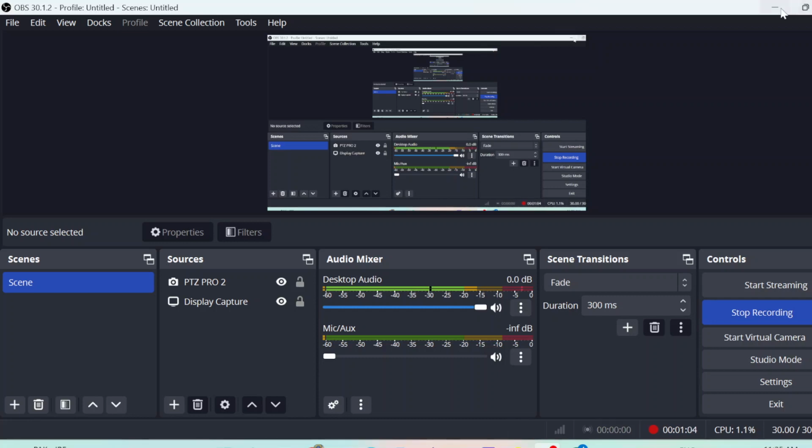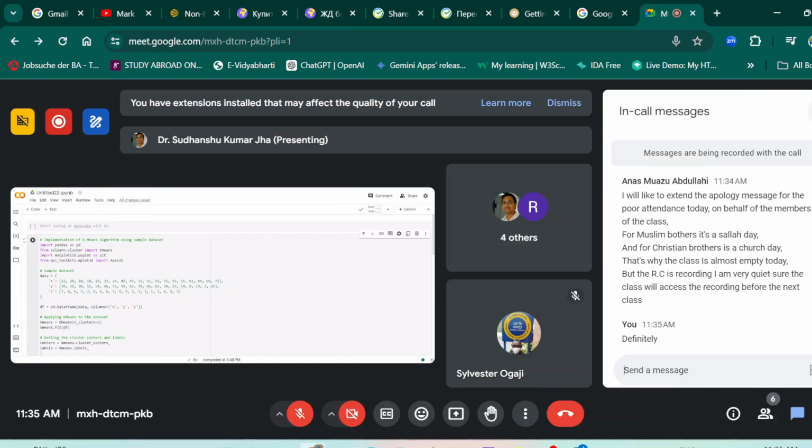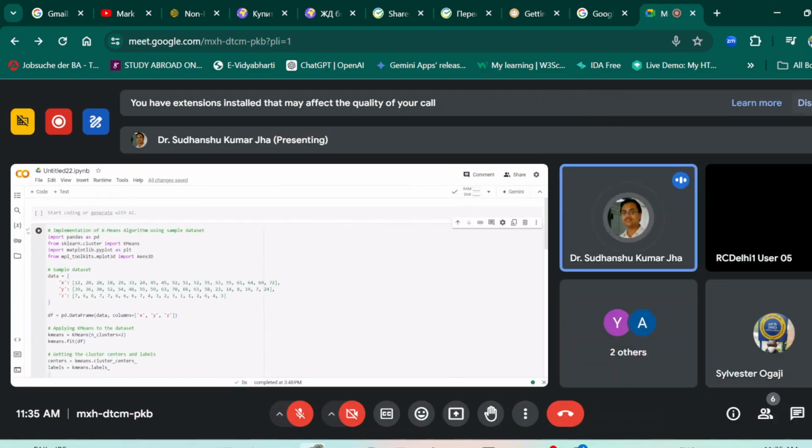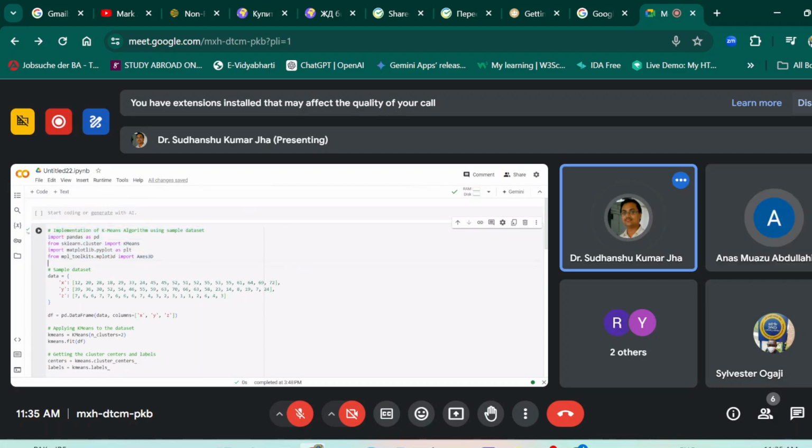The KMeans algorithm basically classifies the data set into different clusters. So we have a data set here. I'm going to explain this one again because a few students have just joined right now.